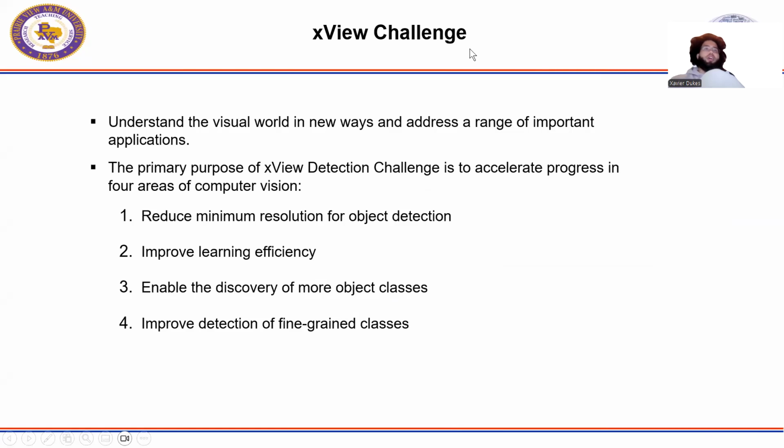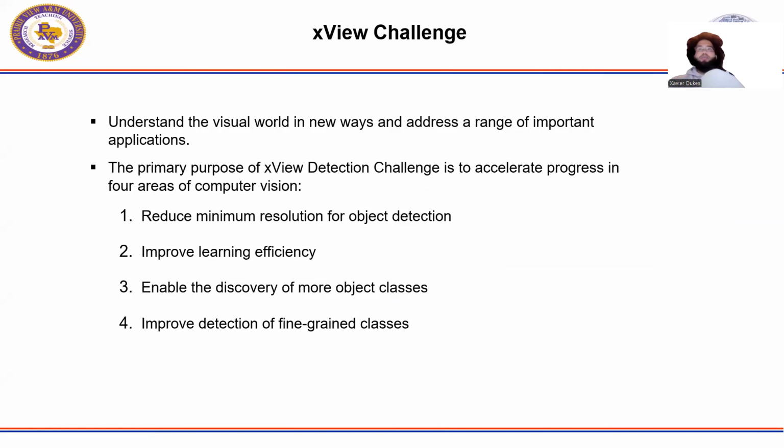So here we have the XView challenge. It allows us to understand the world in new ways when we take satellite or aerial images. The primary purpose of the XView detection challenge is to accelerate computer vision in the following four areas. Reduce the minimum resolution for object detection. Minimum resolution, of course, being the pixel representation of an object in an image.